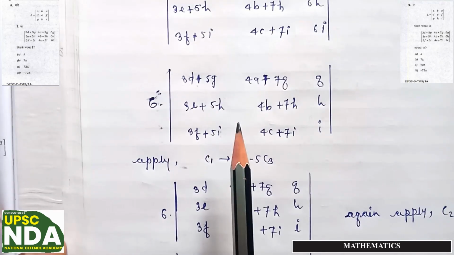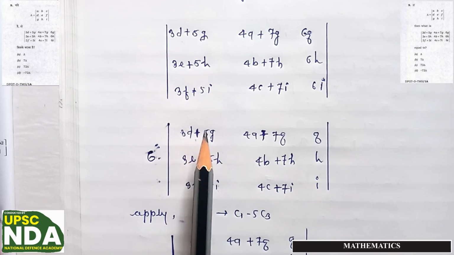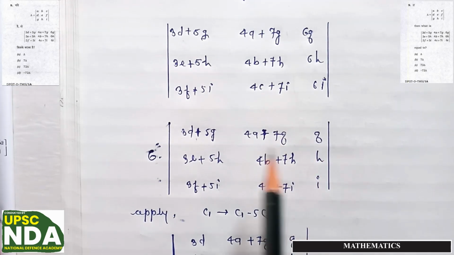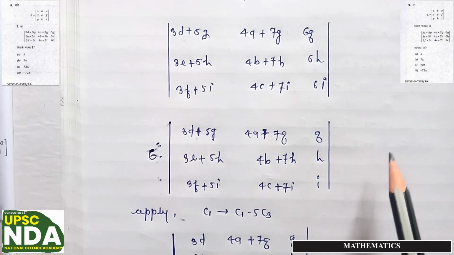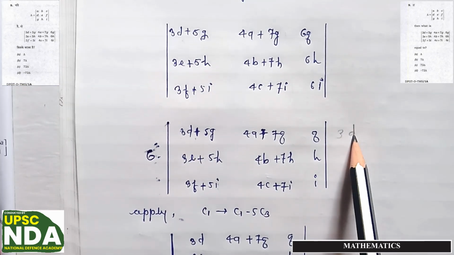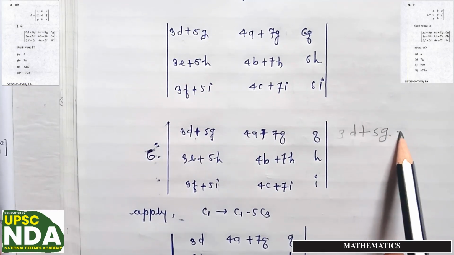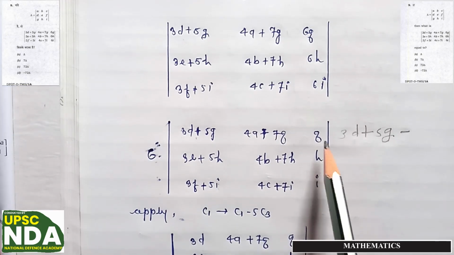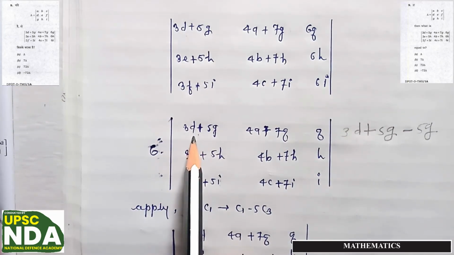Now here, what I have done is apply the first operation on a column. I applied C1 minus 5 times C3. So how do we get it here? C1 is 3D plus 5G, and this is C1 minus 5 times C3. 5 times C3 means 5 times G. I hope you have all understood how the first element is coming over here.